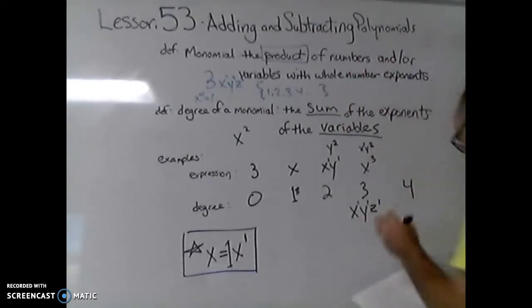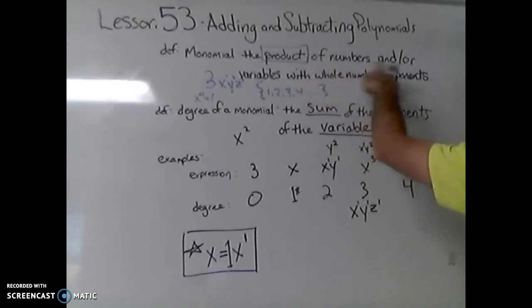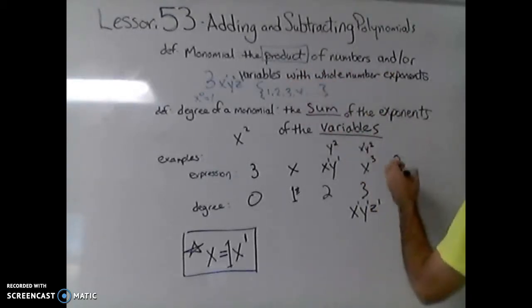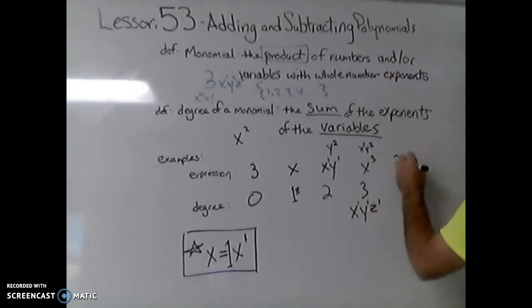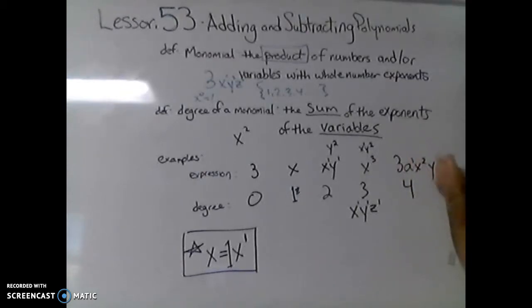Fourth degree, let me give you an example of that. I'll throw a number up there in front. We're allowed to do that, the product of a number and a variable. And then how about, let's throw in a different letter. So x means x to the 1, y means y to the 1, 1 plus 2 plus 1 equals 4. That doesn't change anything there. It's just 3 of an x squared y to give us a fourth degree polynomial.